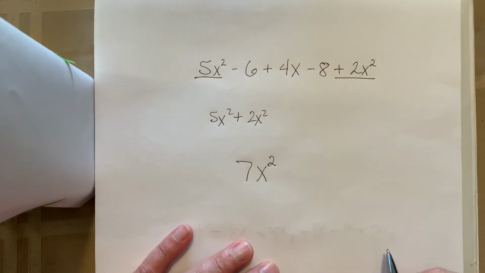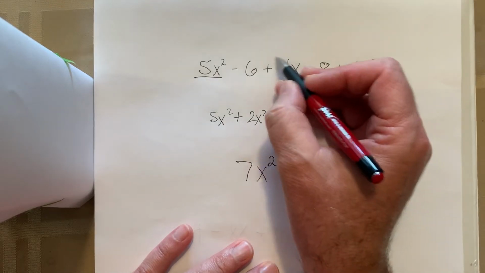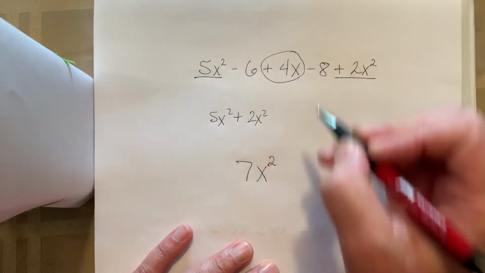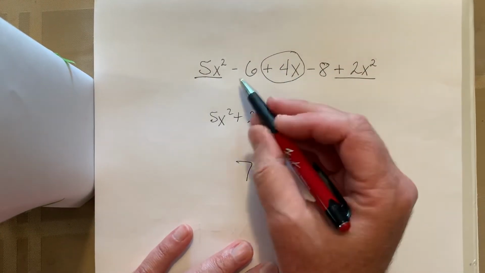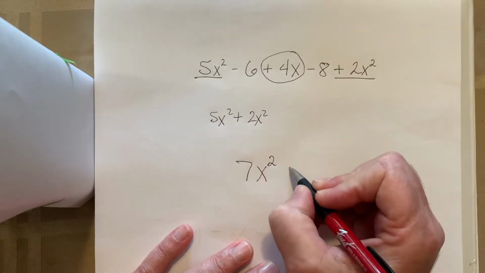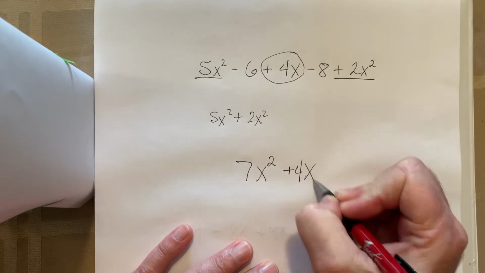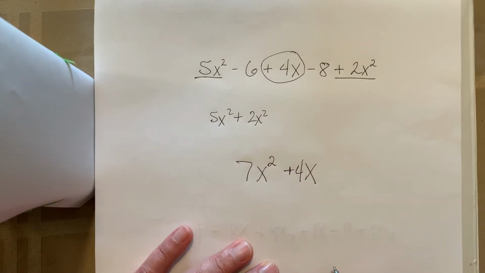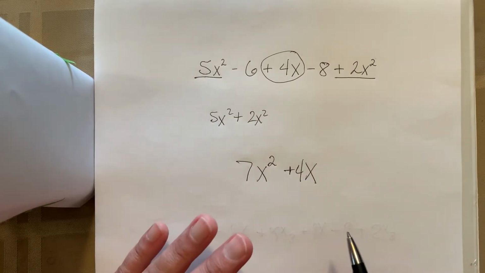Next, I'm going to go to this 4x. Now this term, sadly, has no one to hang out with. There are no other x's in there. So what we simply do is bring it down to the answer. That's it. It has nothing else. There's nothing alike. There's no other x's out there.